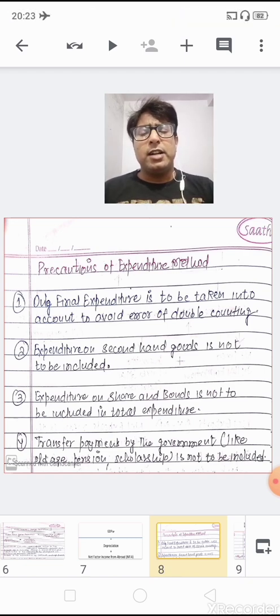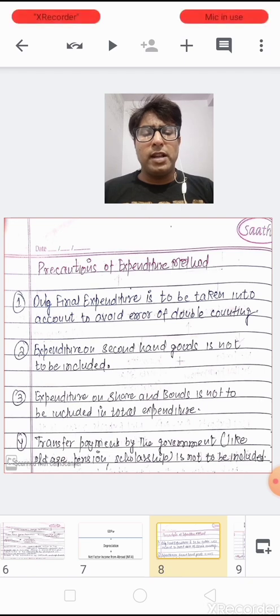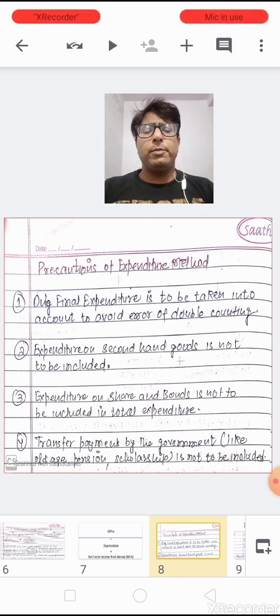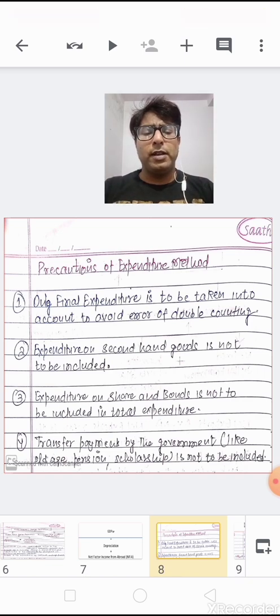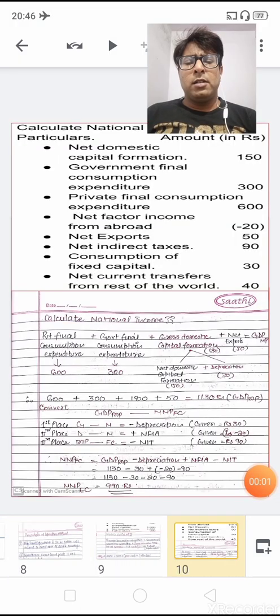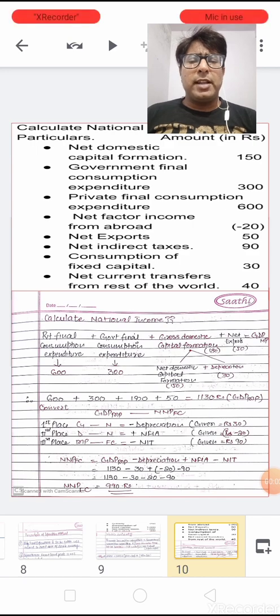Now fourth, transfer payments by the government, like any old age pension or any scholarship, are not to be included. So these are certain precautions which we have to follow in calculating national income by the expenditure method. So now children, let's move to the next question.